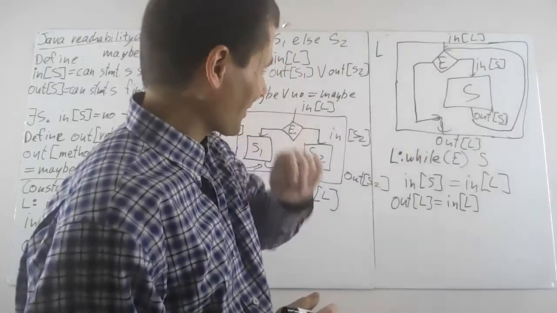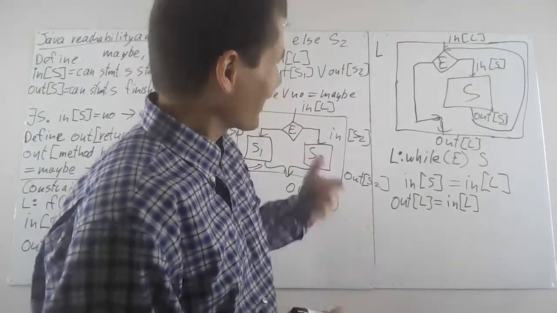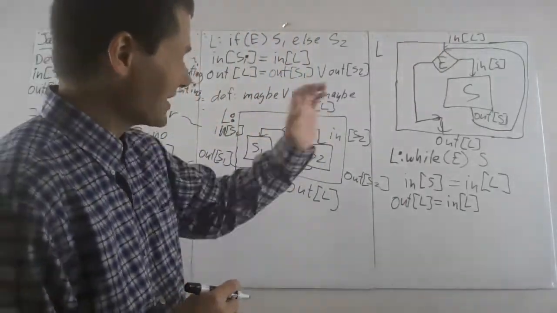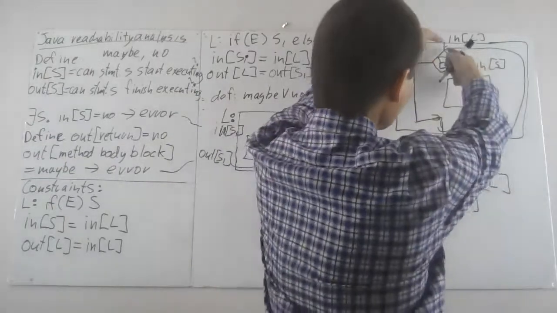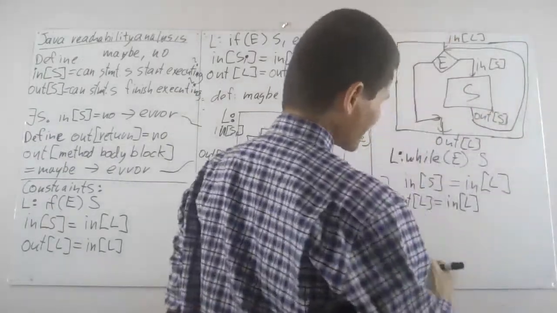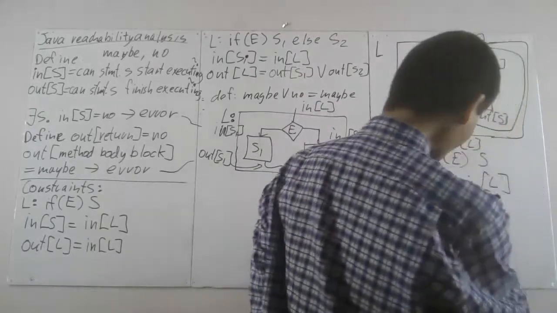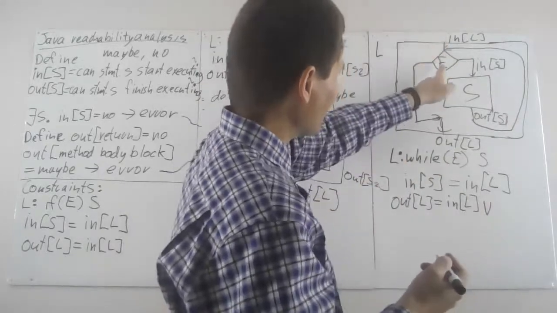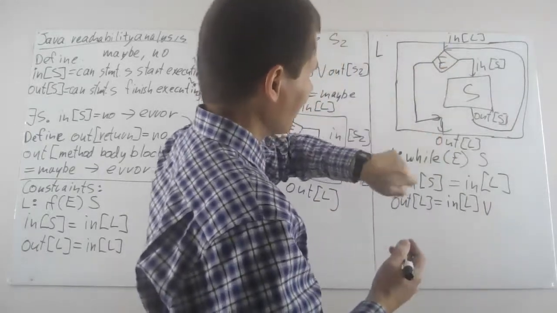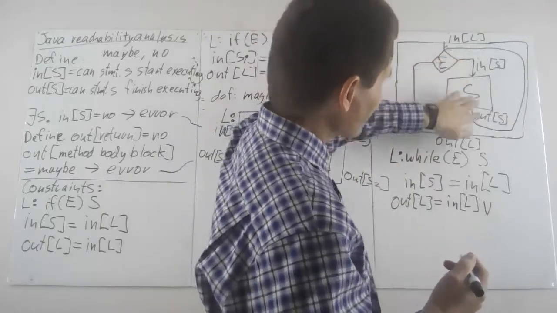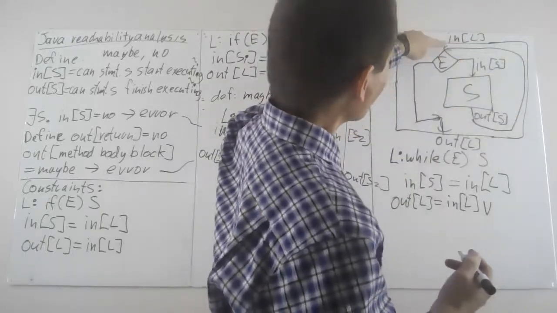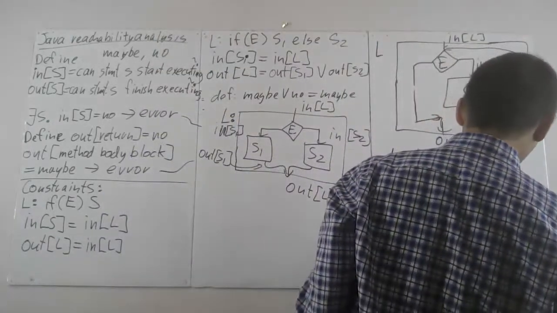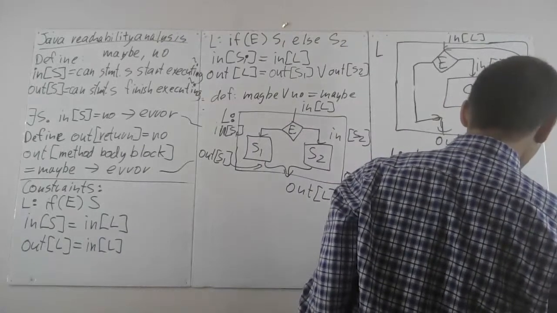So that was the point that I wanted to make, but I was trying to make it with the wrong diagram. So sorry about the diagram. The point is here you're merging in of L and out of S, and so you want to say that you can exit the loop if either you can enter the loop and the condition evaluates to false, or if you can exit the body of the loop and then you come here and the condition also evaluates to false, right? So I'm going to say in of L or out of S.